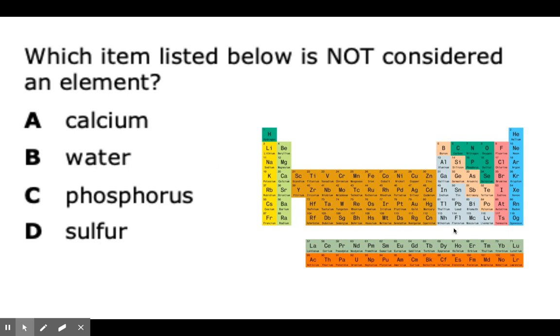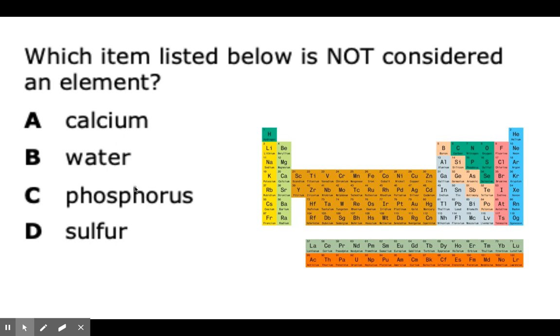You could look for water and you're like, man, I don't see it anywhere, but it might be there and I missed it. Phosphorus, you're looking everywhere. Where is it? Oh, you find it, so you know that's not right. And sulfur, you look everywhere and you find it, so you know that is on the periodic table of elements, so it is an element.